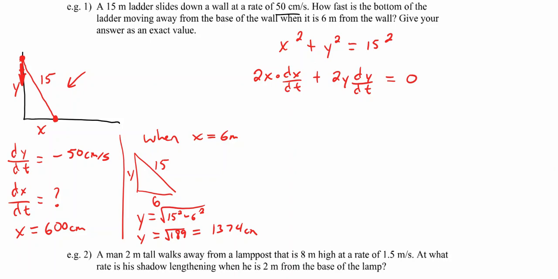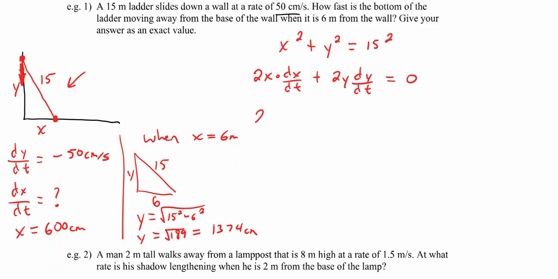Okay, so now we've taken the derivative. Can we throw our numbers in now? Yeah, we can, right? Because now that we've taken the derivative, we can actually throw them in for when it is exactly 6 or 600 centimeters or whatever we're using there. So now we can throw it in.